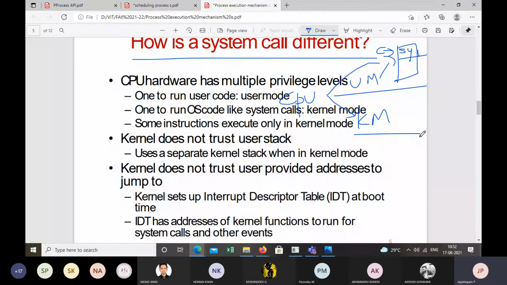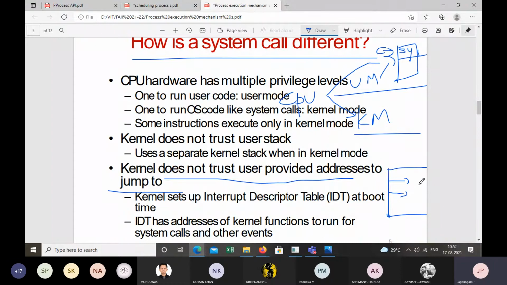That is why the CPU moves from user mode to the kernel mode to execute the instructions related to the system call, right? And when the CPU moves to the kernel mode, it does not trust the user to provide the address, right? So let's say that you have multiple system calls. To read data from the disk, you have one system call. To write data to the disk, you have another system call.